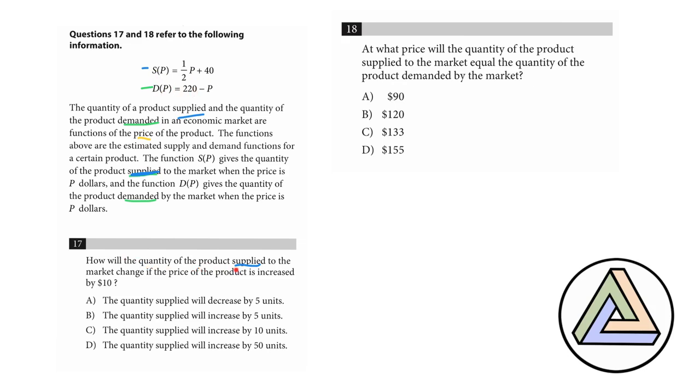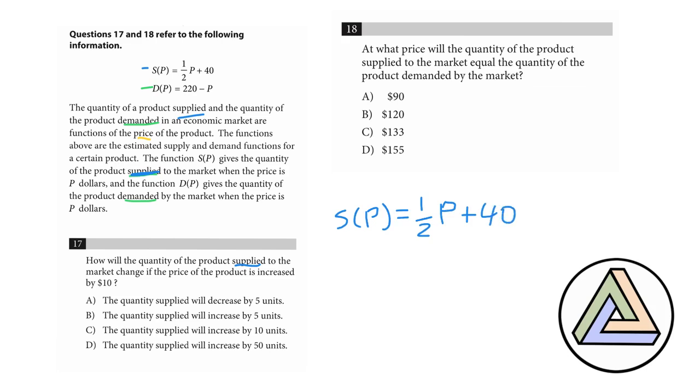So how will the quantity of product supplied to the market change if the price of the product increases by $10? Well, one thing you can do is you can use your own numbers. I mean, that's one way to go. That's a very common way to go. So let's use our own numbers. That might be a good way to do this one to avoid confusion. And that's sort of a popular strategy for the SAT anyway. So before we begin, let's rewrite the function.